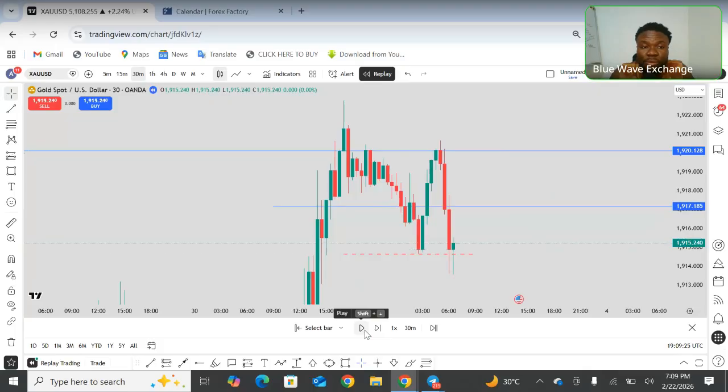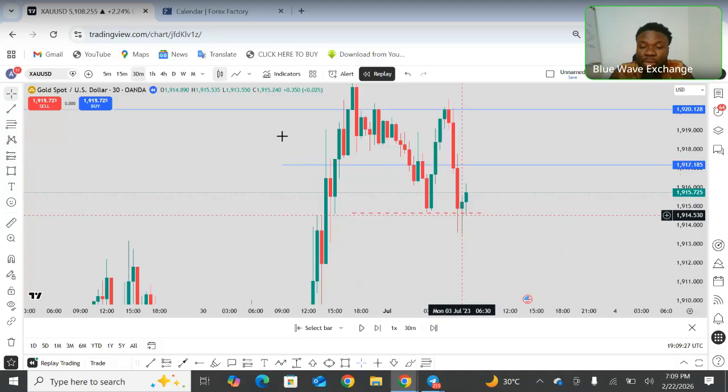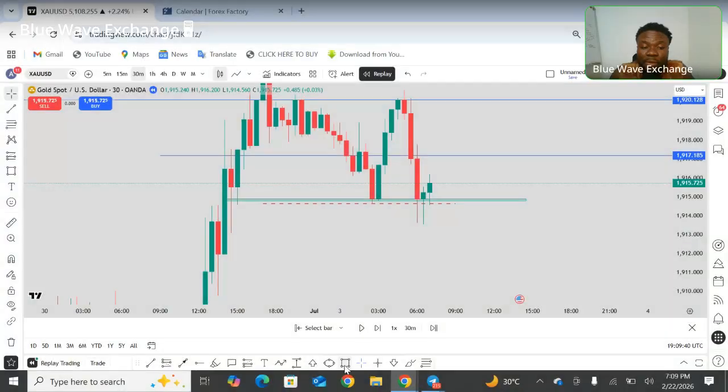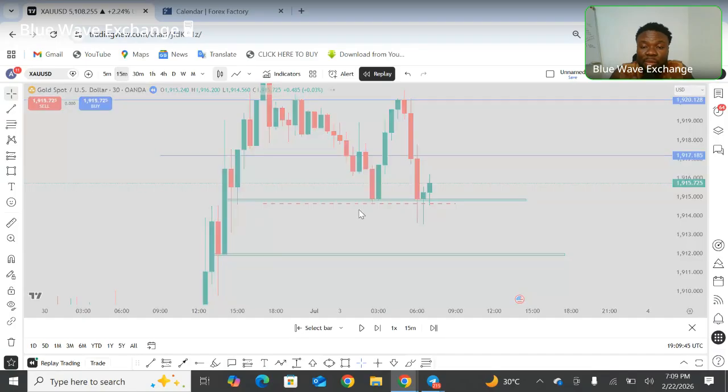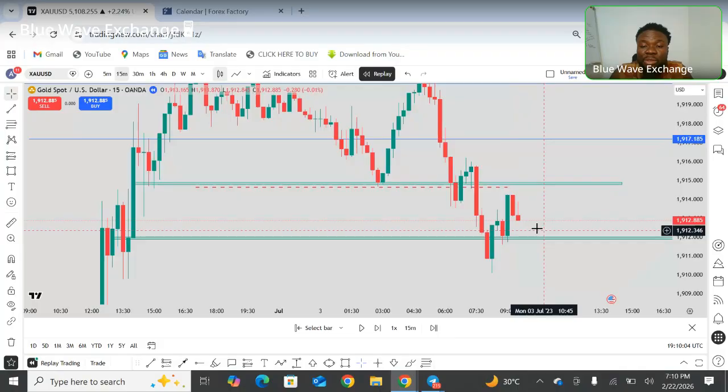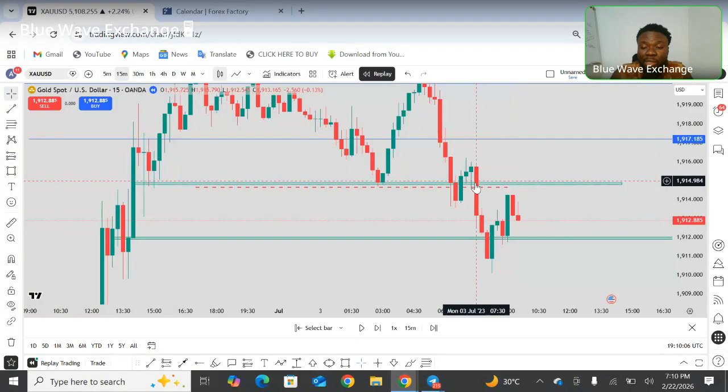So what time is this? 7 a.m. We have a resistance over here and we have this support over here. If you move to the 15-minute time frame, it is not looking clean. What time was this? This time around wasn't good. The move has already happened during the London session, from 7:30, 7:45, 8. All the volume has already happened.